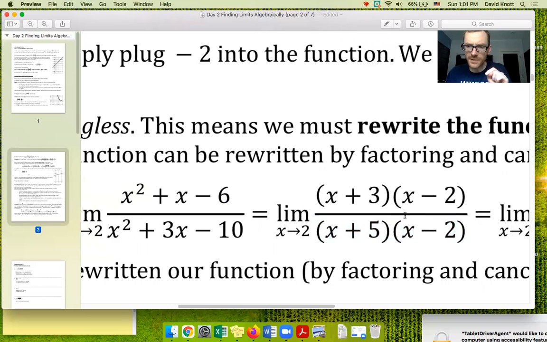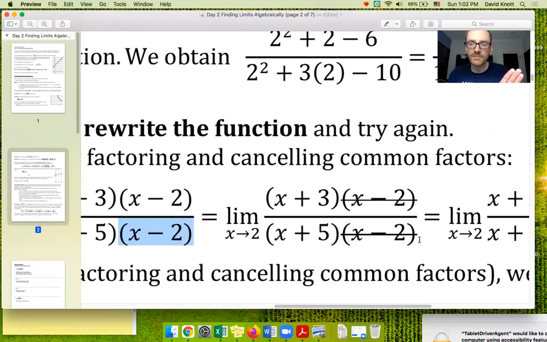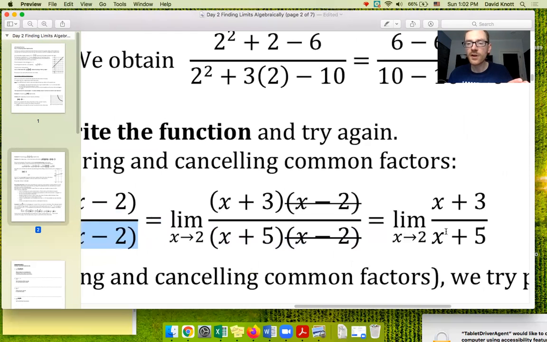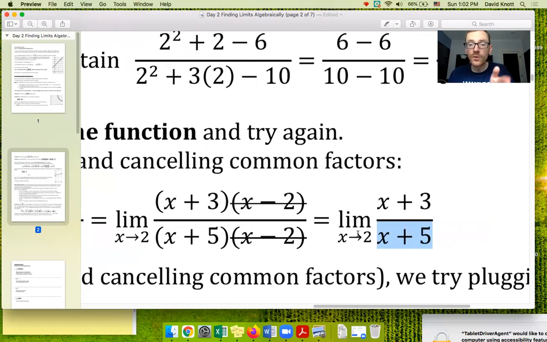Now, if you look at this expression, you'll notice there's a factor of x minus 2 on the top and a factor of x minus 2 on the bottom. And that means that it can be canceled. We can cancel that common factor of x minus 2 from the top and the bottom. So I cross out that factor, and my function simplifies to just x plus 3 over x plus 5. So this is the simplified version of my original function. And now that we've simplified it, we try plugging in again, right?